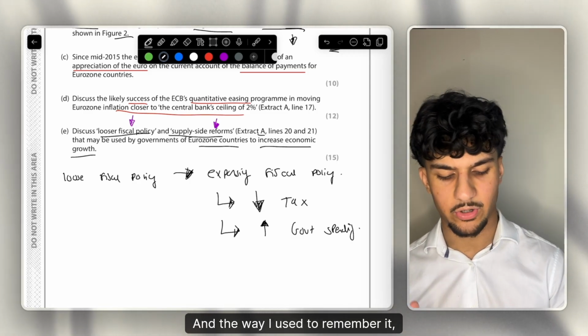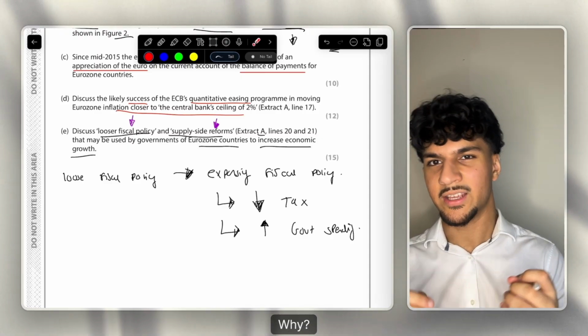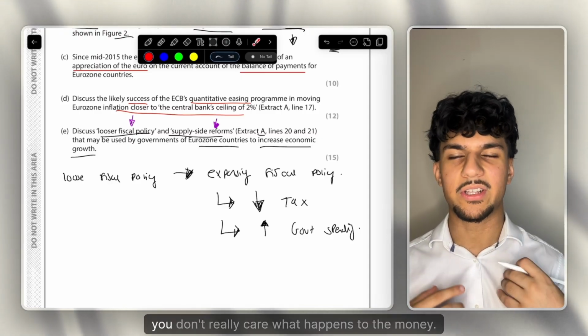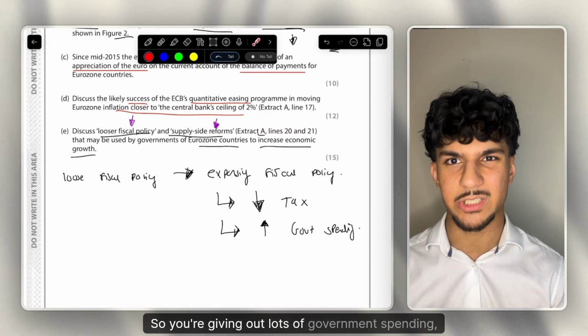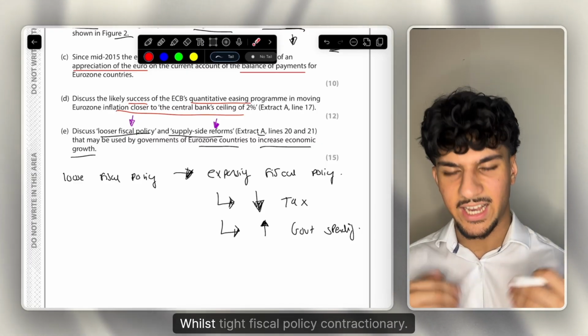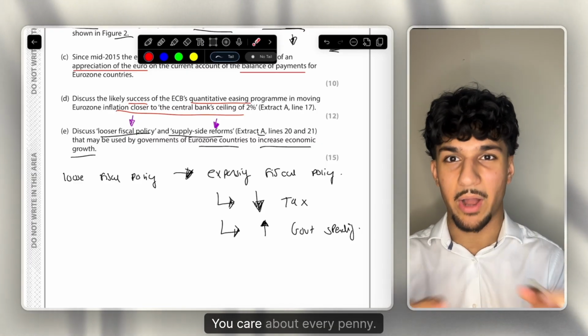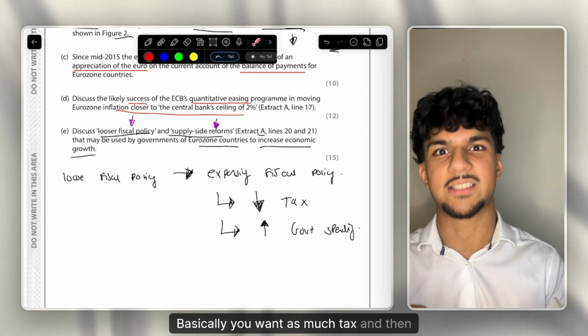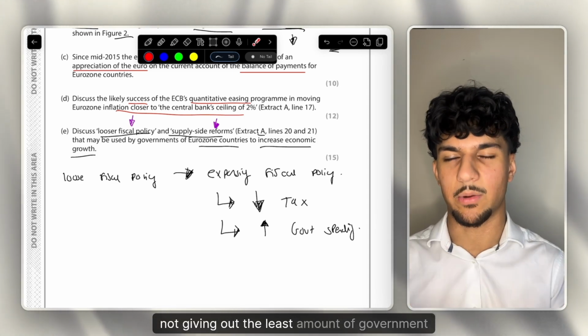And the way I used to remember it: expansionary fiscal policy, same as loose. Why? Because you're being very loose with your money. You don't really care what happens to the money, so you're giving out lots in government spending, not taking a lot in. Whilst with tight fiscal policy, contractionary, you care about every penny basically. You want as much tax as possible and to give out the least amount of government spending.